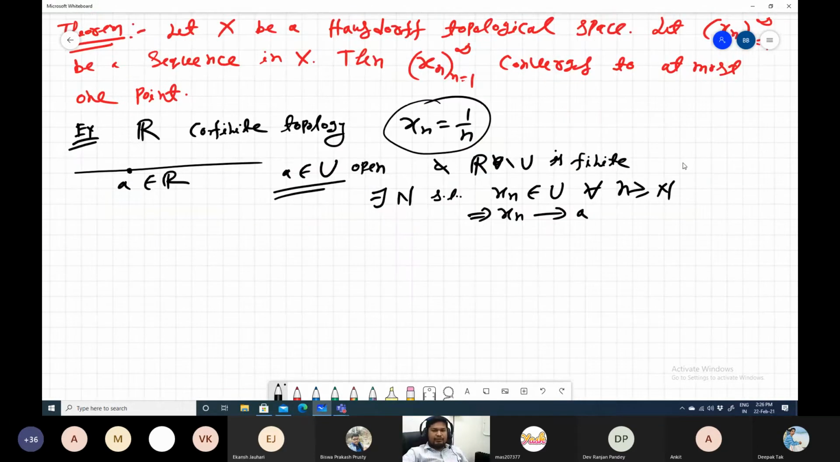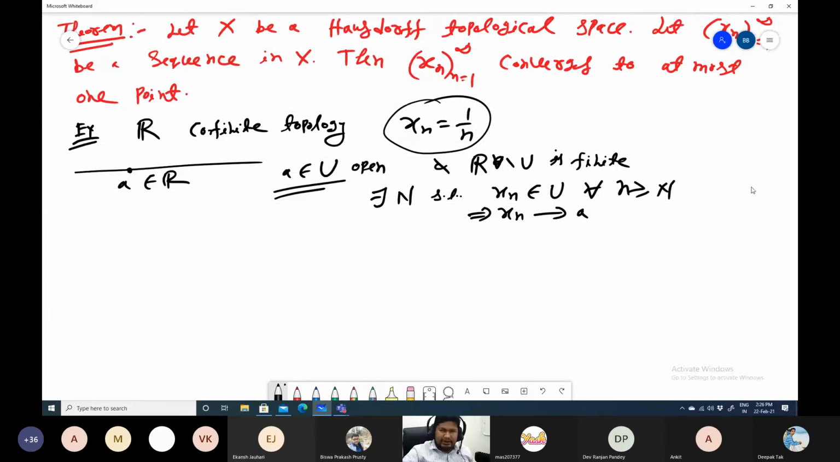So anyway, now we prove this theorem. If X is a Hausdorff topological space, then Xn converges to at most 1 point. So first of all, let, say, what shall I take first? Okay.